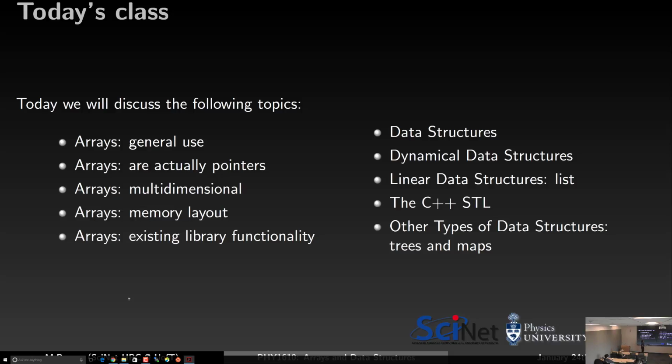Then we're going to switch gears a bit, and discuss further data structures, more complex and abstract ones. We are going to talk about lists, trees, and the C++ Standard Template Library, which already brings some containers for this kind of data structure, and see some examples of it.